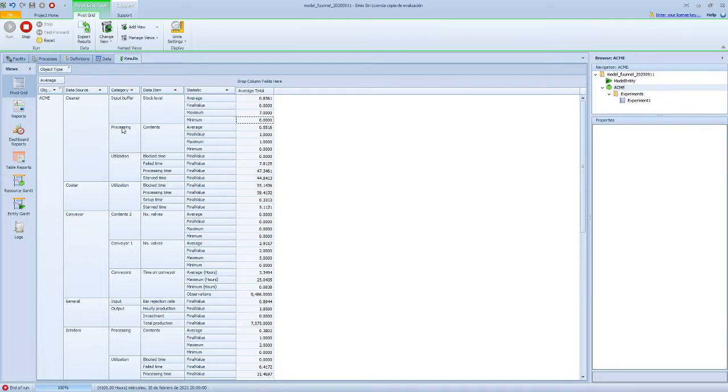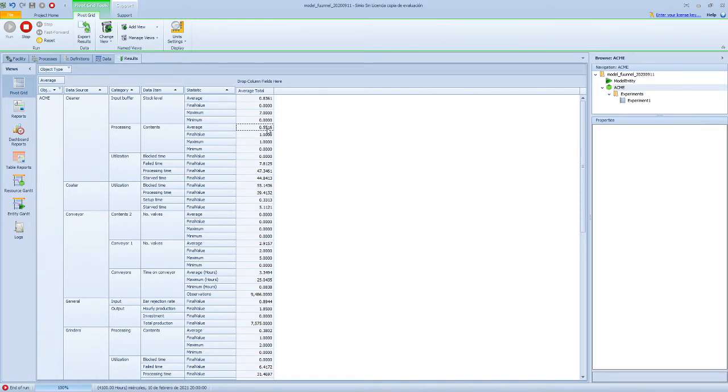And as to the processing, the space we have for actually cleaning our valves, on average, we had 0.5516. Even at the end of the simulation, there was only 1. At maximum, we had 1, and minimum 0. Okay, so this gives us an idea.